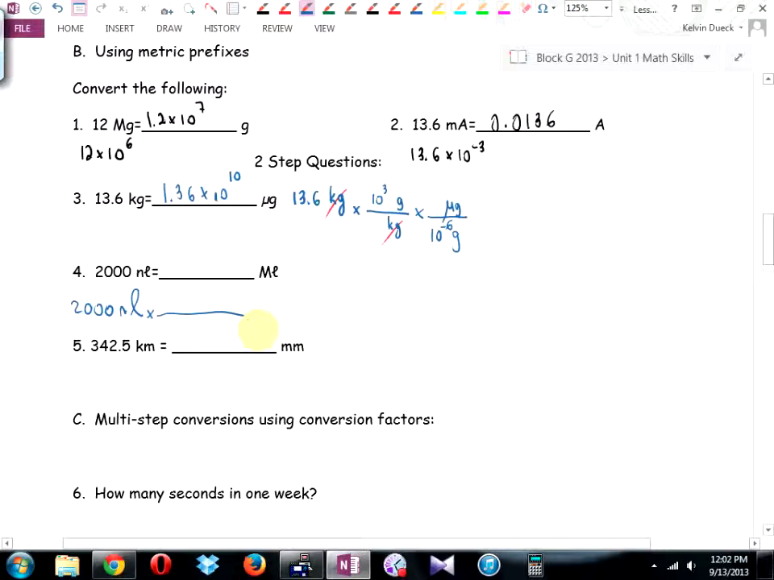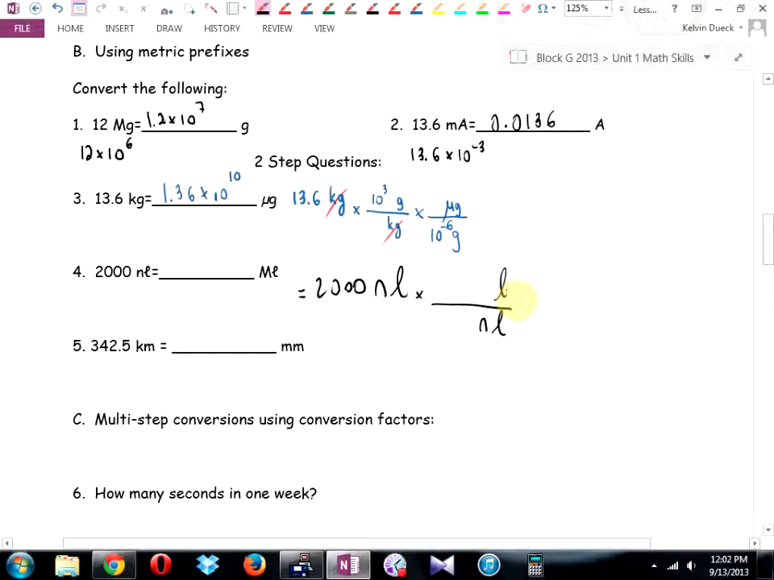What's my first, actually, what I'm going to do is move over and change colors. Let's go like this. So rewrite what they gave me and multiply. I want nanoliters to cancel since they're on the top in my original fraction. I think I'll put them on the bottom. What do I want on top? Regular liters.